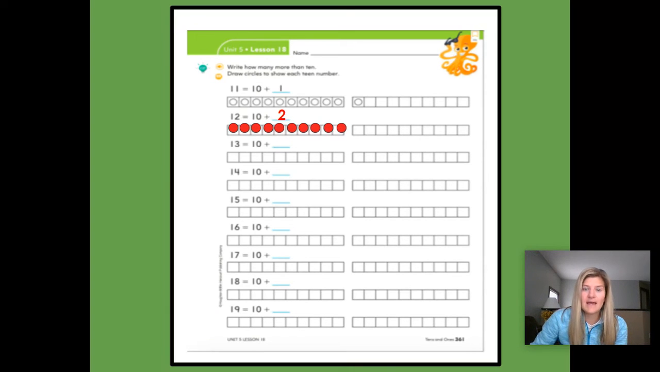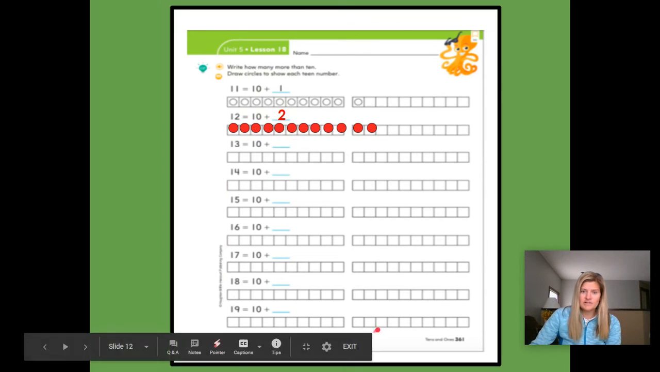Now I need to do my extra ones. And if we look, my extra ones there are 2 of them. So now I need to go over here and fill in my extra ones. So 1, 2. Then, boys and girls, you can go on to problem number 3. Have mom and dad check your work.